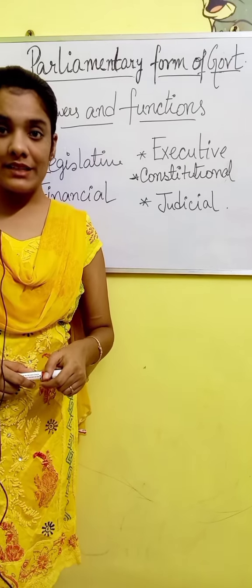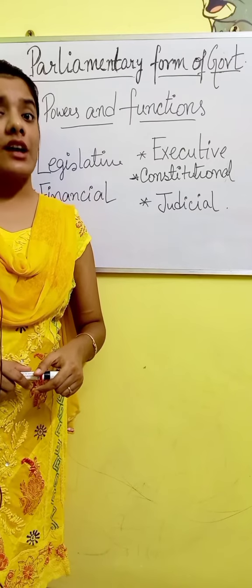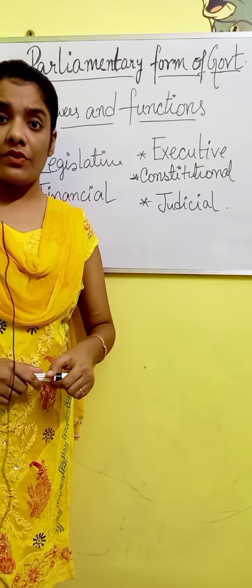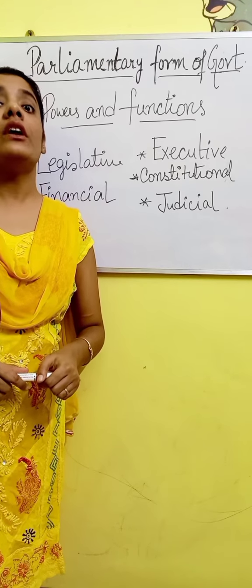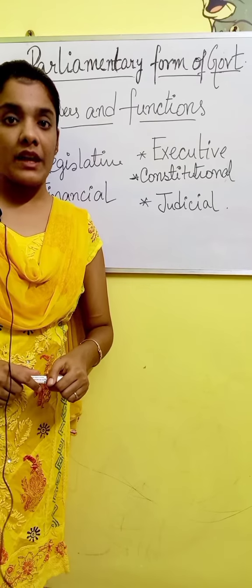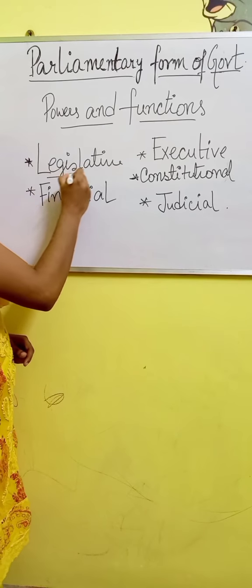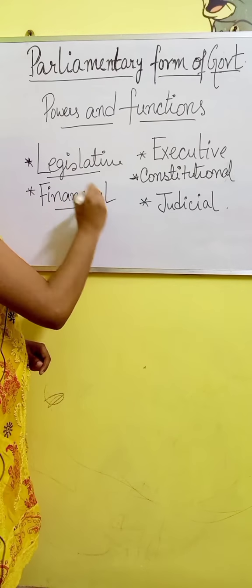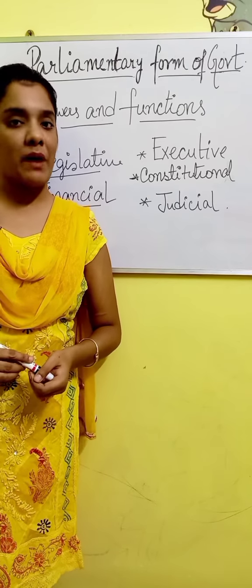Students, in our last video session, I discussed with you our Indian Parliament. I told you about the two houses of the Parliament, the qualification of the members, the composition, the term of the house, the presiding officer, and also some part of the powers and functions of the Rajya Sabha and the Lok Sabha. Last day, I already discussed the legislative power and financial power of both the houses. Today, I shall begin from the executive power.